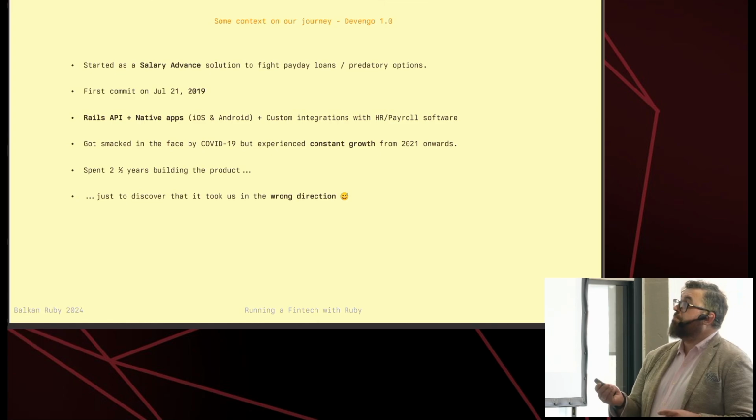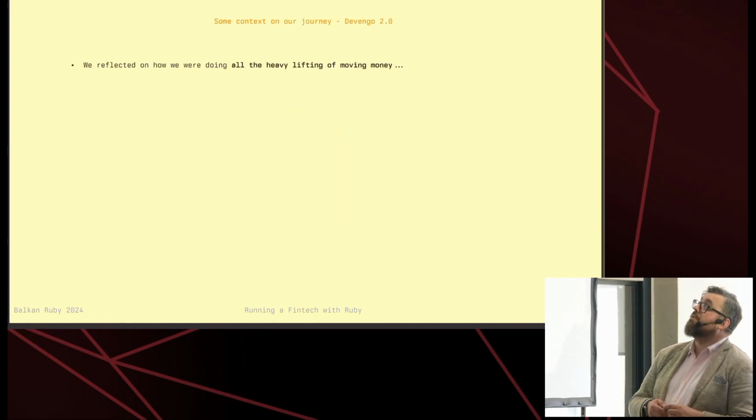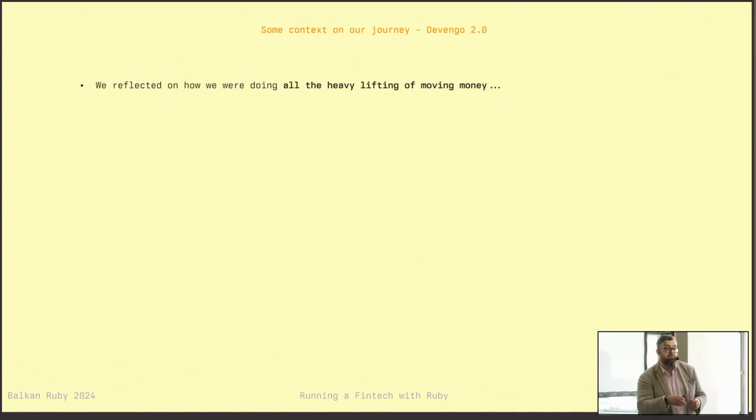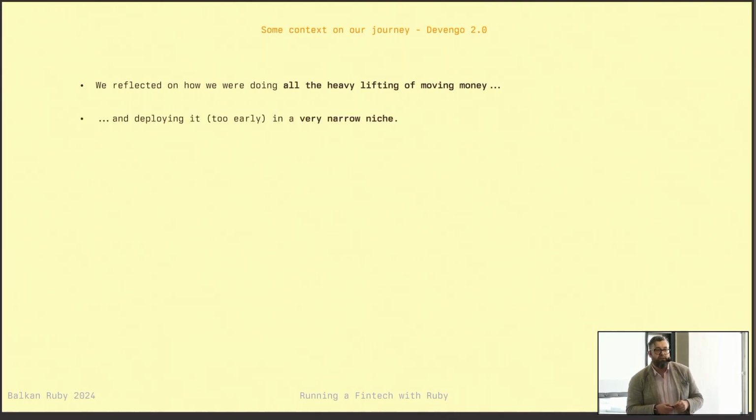So at that point, we thought, maybe we are doing all the heavy lifting that we mentioned before about making transfers. Maybe we are applying the thing to the wrong problem.